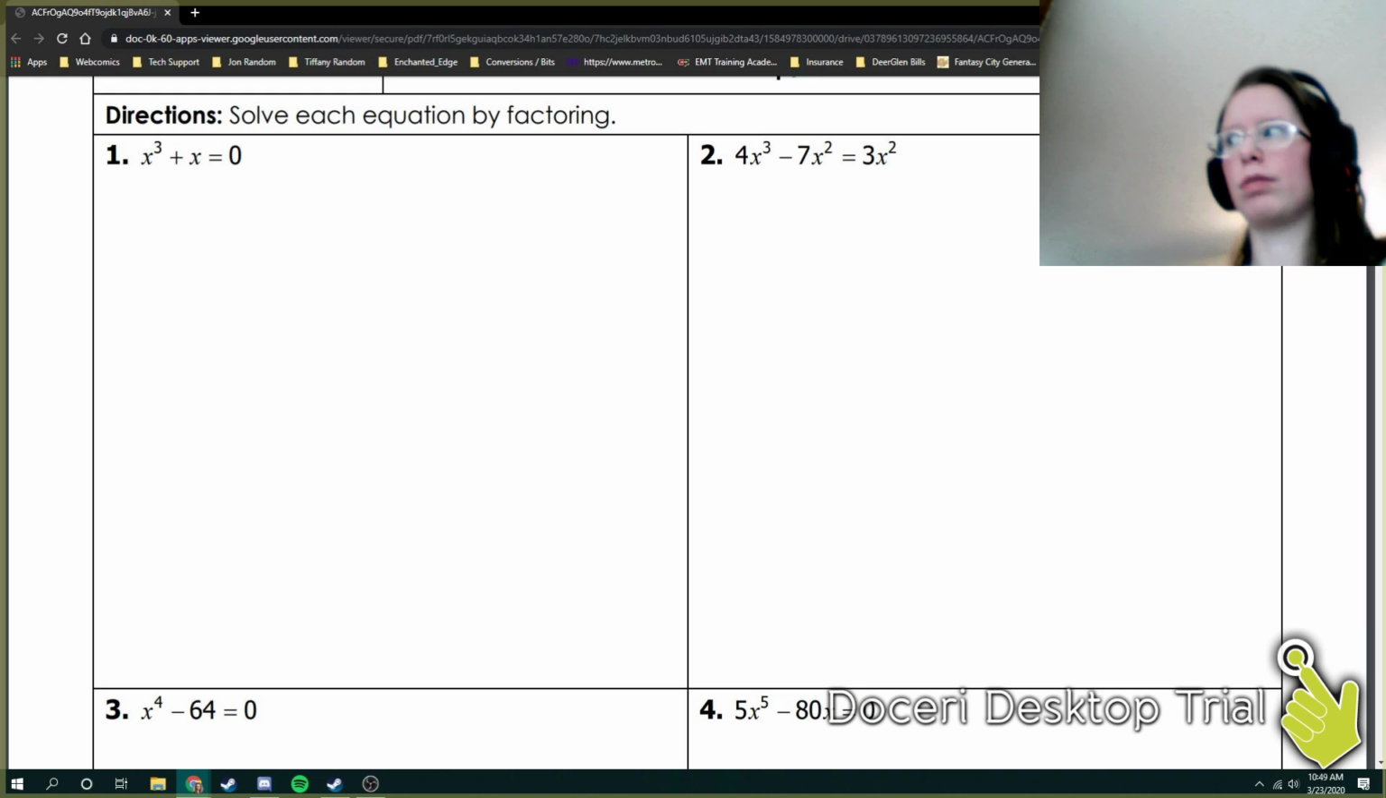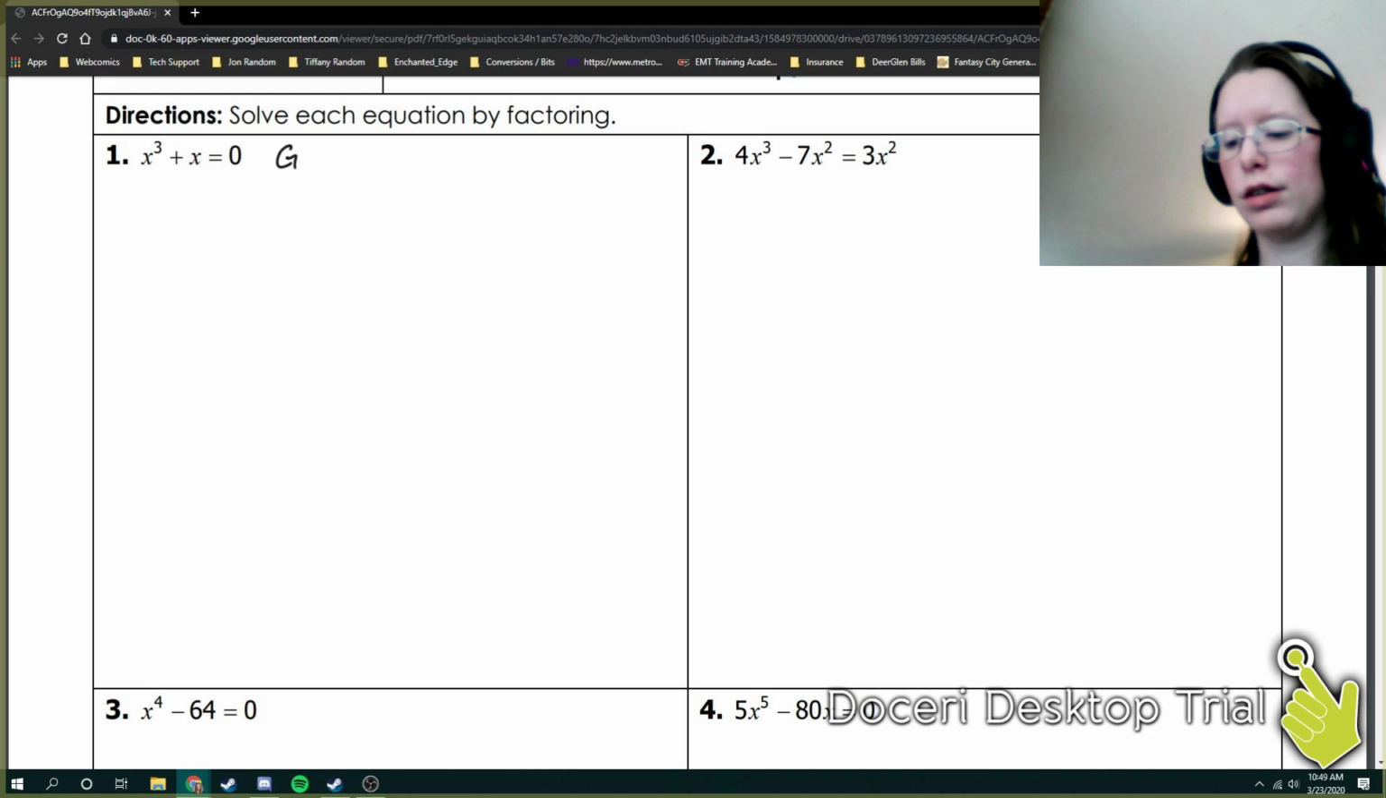Alright, so first problem here, x cubed plus x equal to 0. Everything's already equal to 0, which is nice. Now I want to factor this. When I look at this, I see that it has a greatest common factor, in this case of x. So I'm going to factor that out to the front, and that'll leave me with x squared plus 1, still equal to 0.